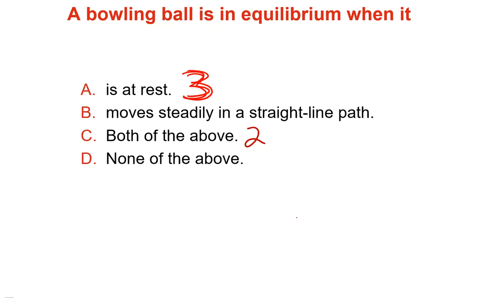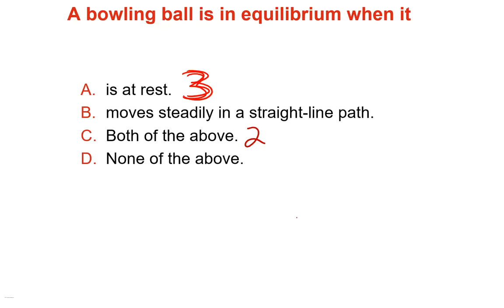So is at rest constant motion? No. Yes. Yes, sorry, yes. At rest means the motion is constant at 0. So is B. Moving steadily in a straight line is also constant motion. This is why I can't take tests. I change my answer every time.